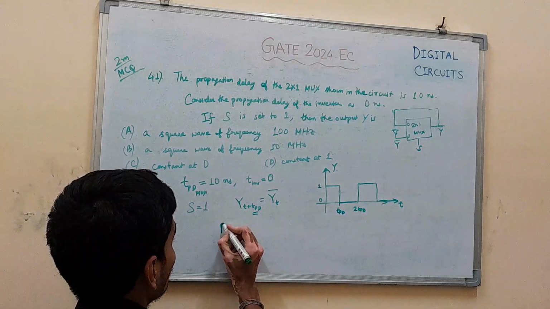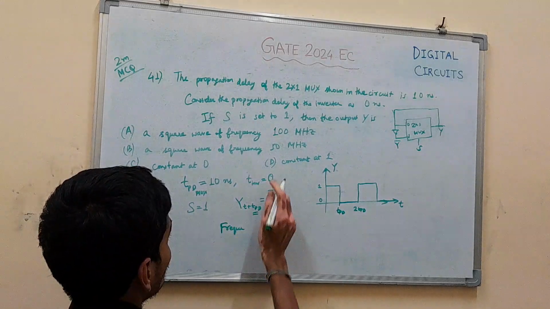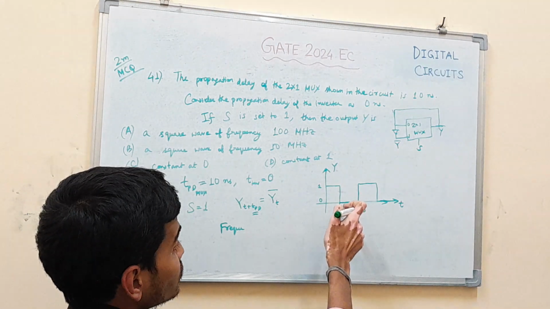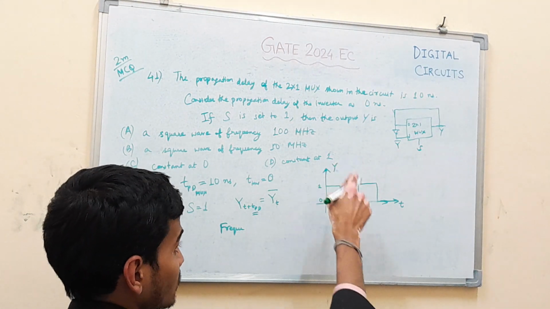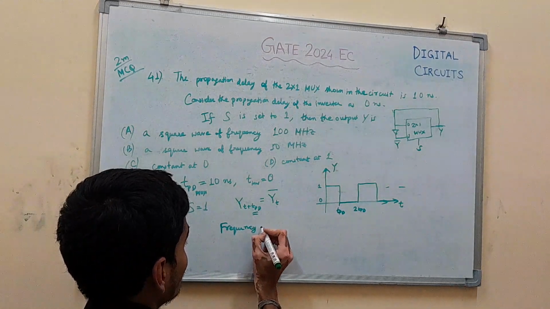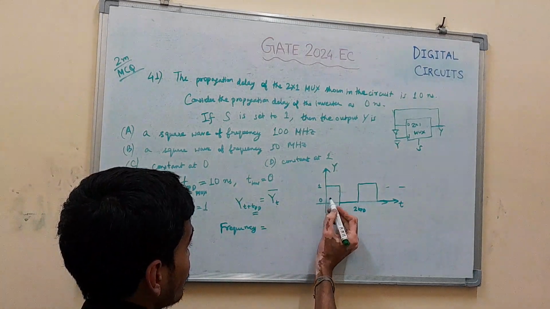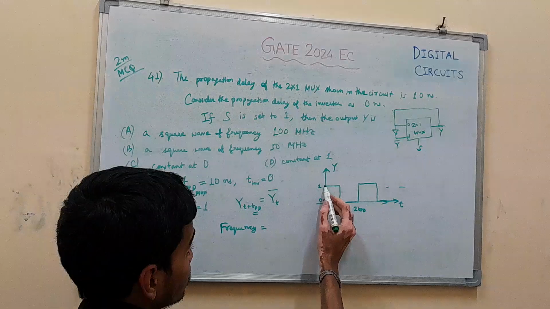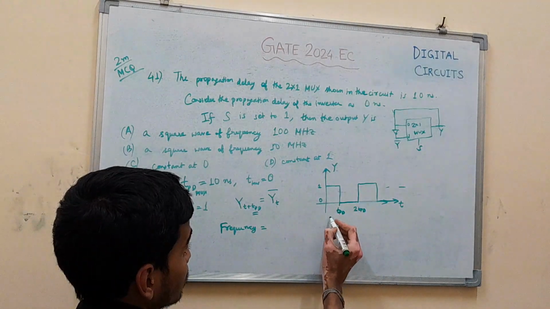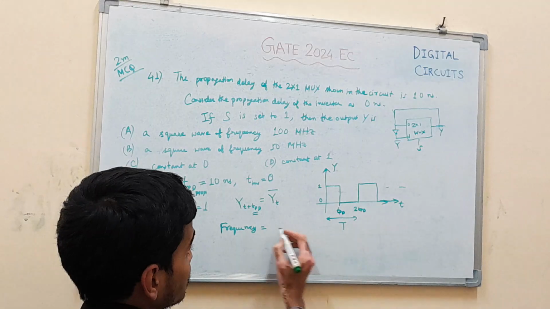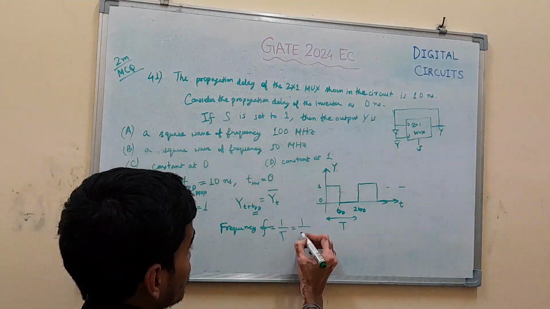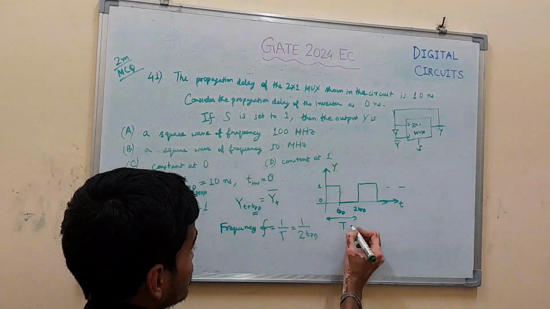We need to find the frequency. This is not a constant 0 or 1. If it is 1 initially it will fall to 0, if it is 0 initially it will rise to 1, happening in a cyclic manner. How long does one cycle take? TPD and another TPD, that is 2 TPD, is one cycle. This is the time period. Frequency f is 1 by time period, so this is 1 by 2 TPD.